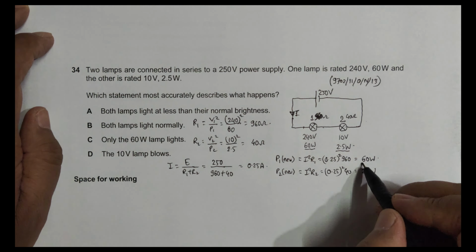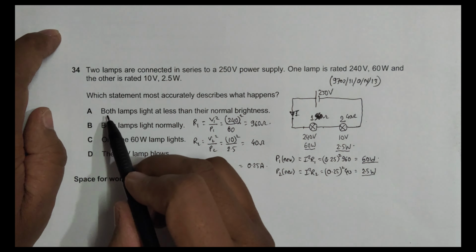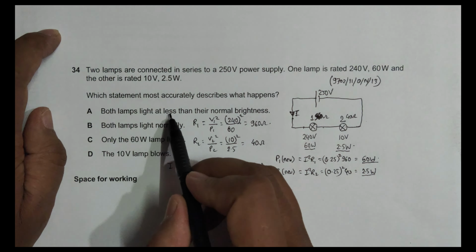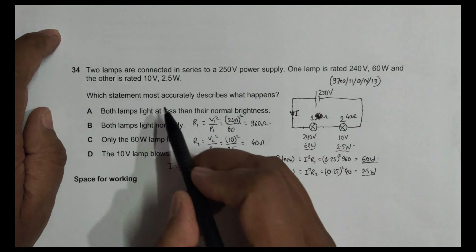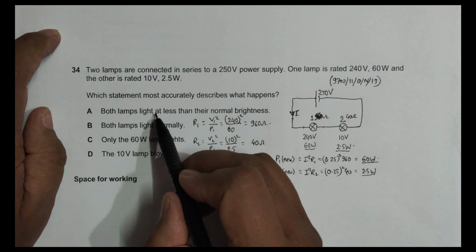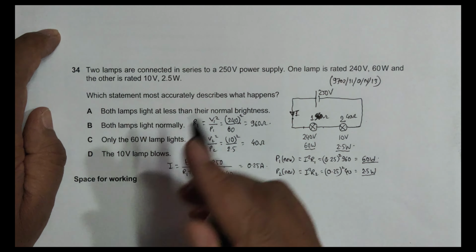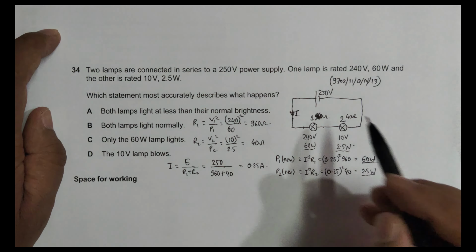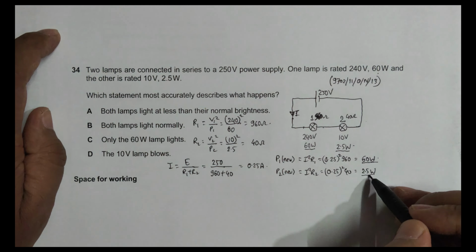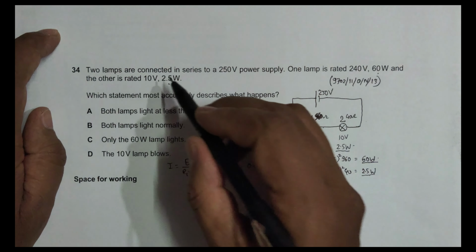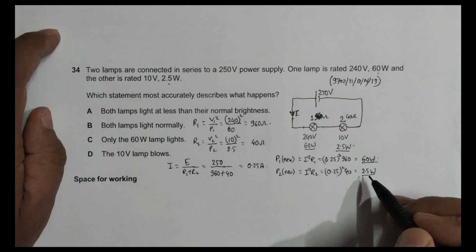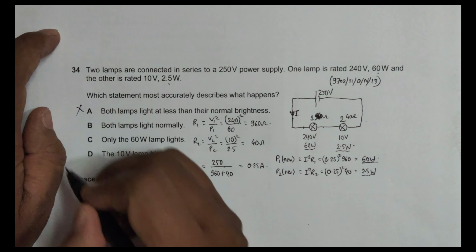Now with these values I can see which choice is correct. The first choice: both lamps light at less than their normal brightness. It says that they will consume less power than their normal power consumption. So let us see: 60 watt, 2.5 watt. Both of them are consuming the same power as rated, though in series. So this is incorrect.